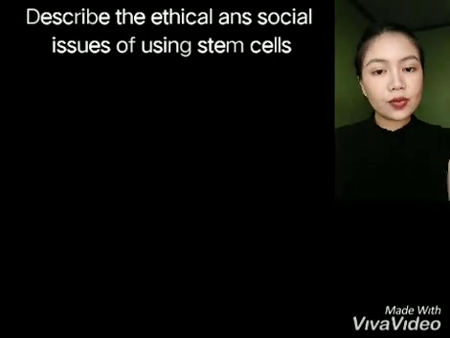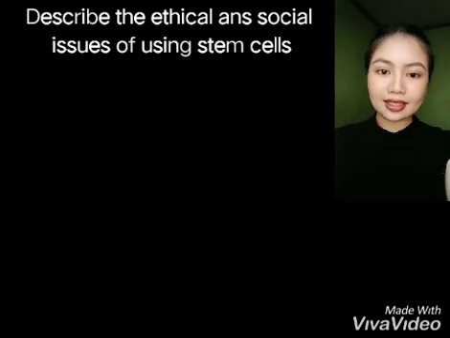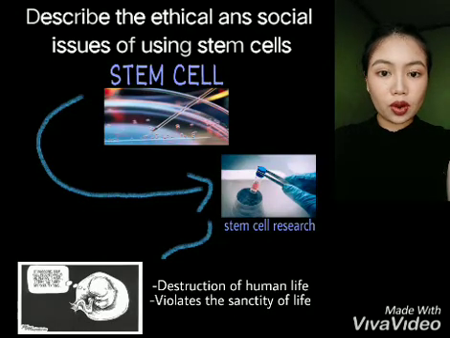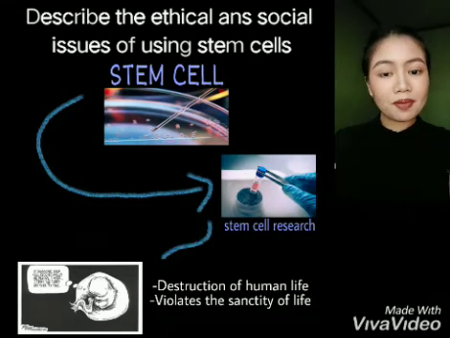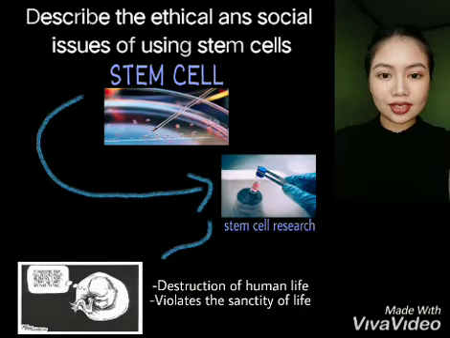For our last task, or our fourth task, we describe the social and ethical issues of using stem cells. As I said in our previous task, stem cells are the repair system of our body, replacing the defective tissues or cells to prevent or cure diseases. But behind that, there are still ethical and social issues that make people concerned about it.